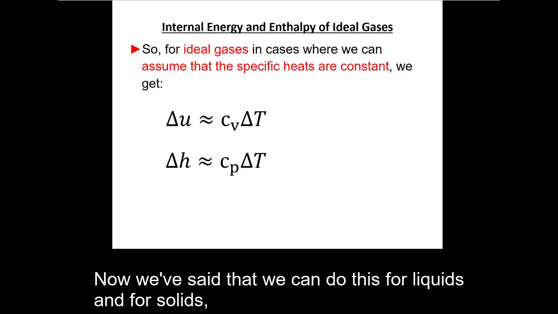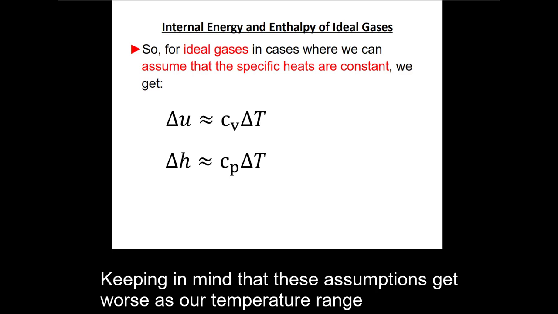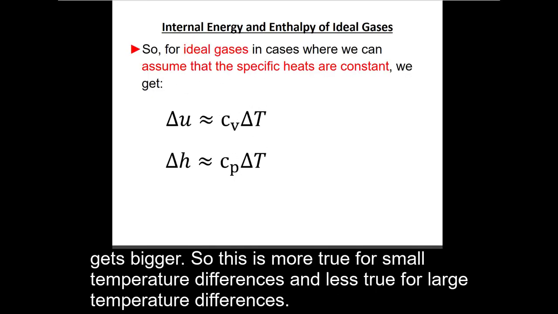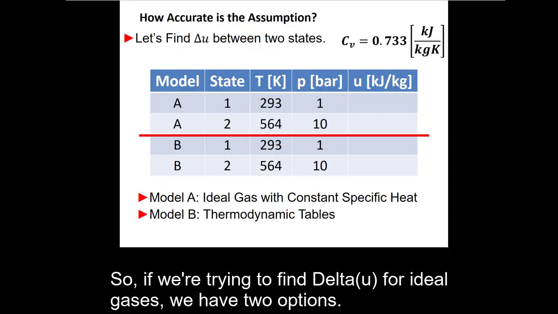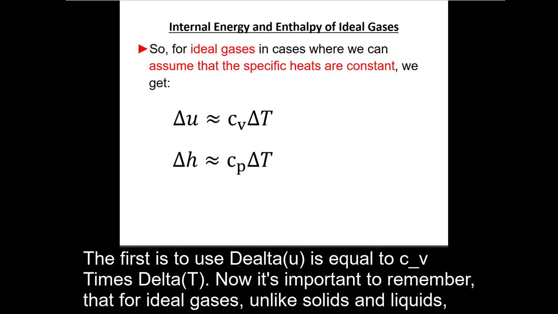Now, we've said that we can do this for liquids and for solids, but it turns out it's not a terrible assumption for ideal gases as well, keeping in mind that these assumptions get worse as our temperature range gets bigger. So this is more true for small temperature differences and less true for large temperature differences. If we're trying to find delta U for ideal gases, we have two options. The first is to use delta U is equal to Cv times delta T.